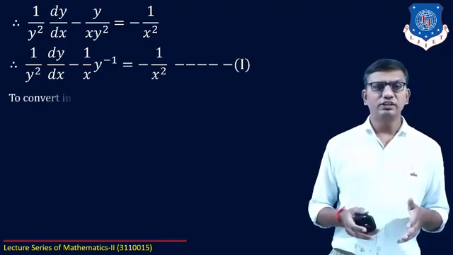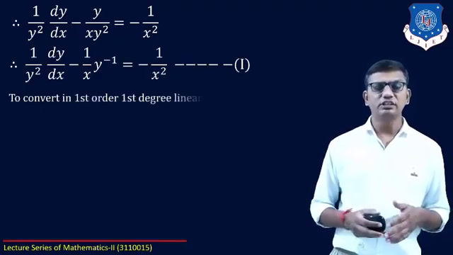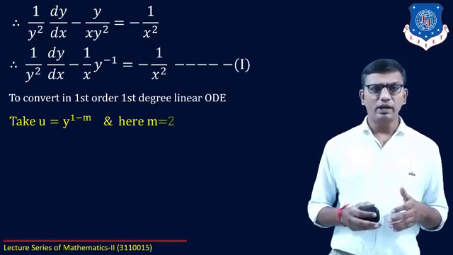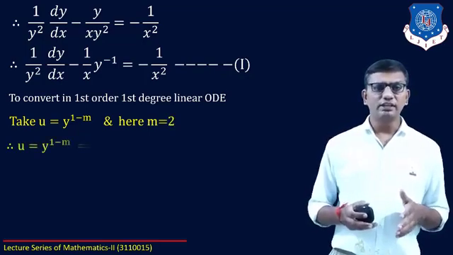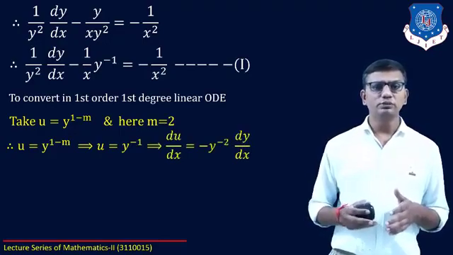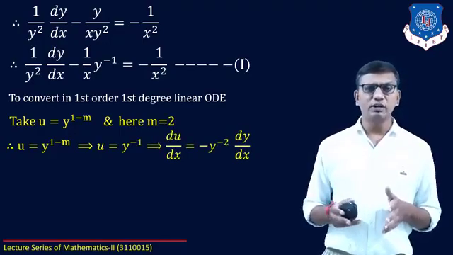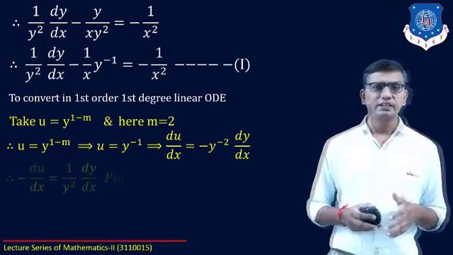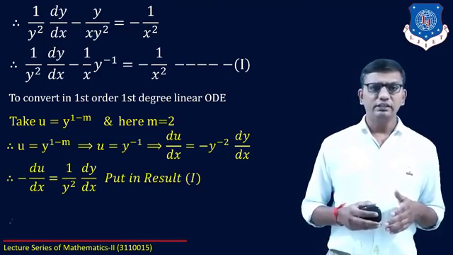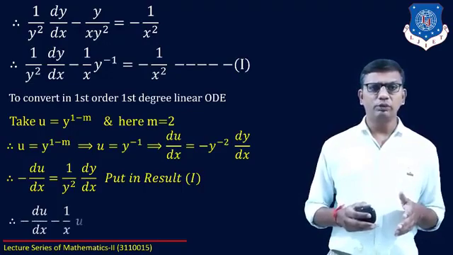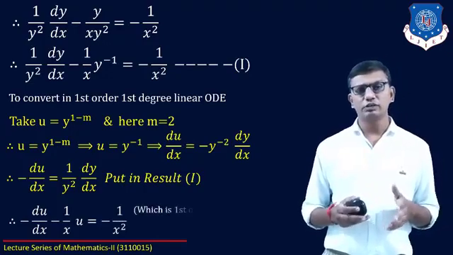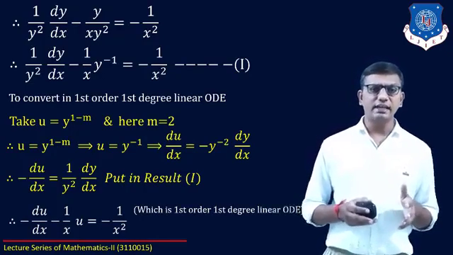To convert this equation into a first order, first degree linear differential equation, we take u = y^(1-m), and here m = 2, then u = y^(-1), and du/dx becomes -y^(-2) dy/dx, differentiating both sides with respect to x. Putting this in result number 1, we get -du/dx - (1/x)u = -1/x^2, which is our first order, first degree linear differential equation in x and u.